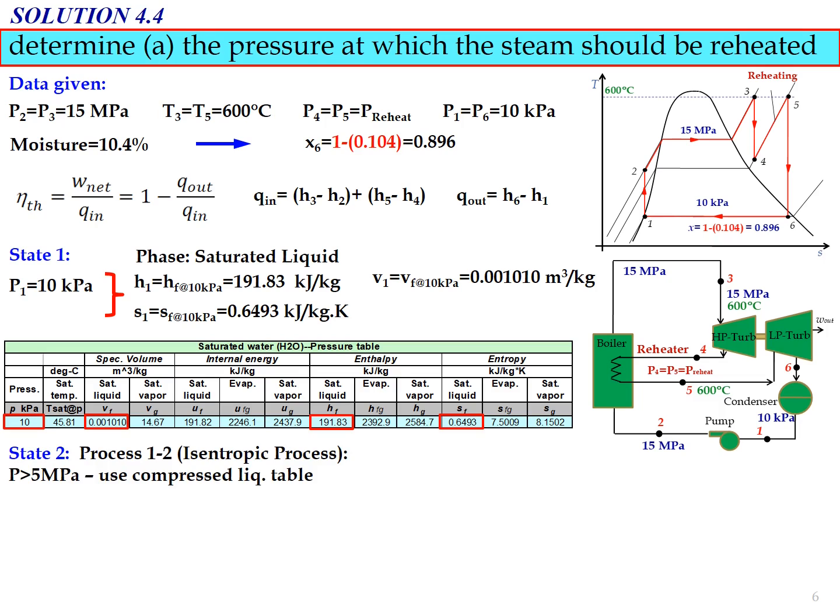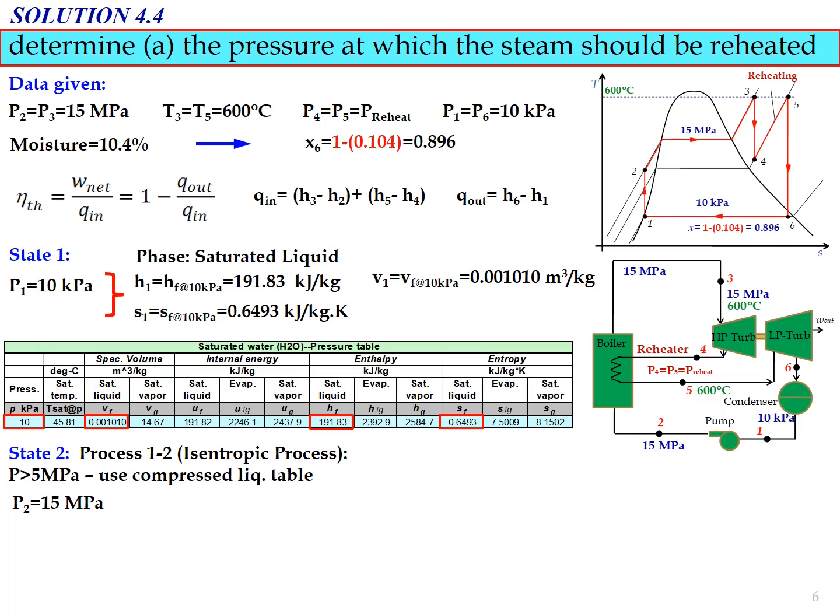Okay, done state number 1. State number 2 involves the process from state number 1 to state number 2, which is an isentropic process. After the compression process, the state will be compressed liquid. If you look at the pressure value for P2, it is 15 megapascal, which is greater than 5 megapascal, so the data for state number 2 is available in the compressed liquid table.